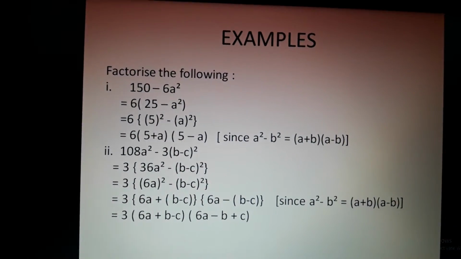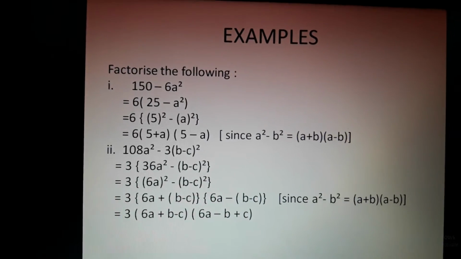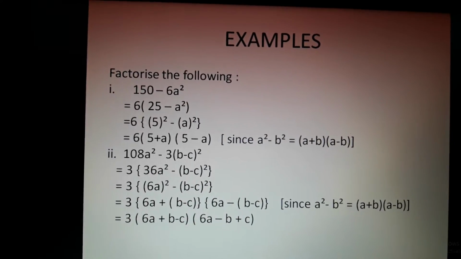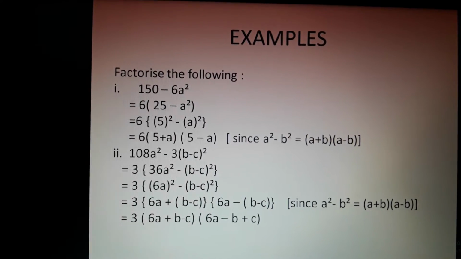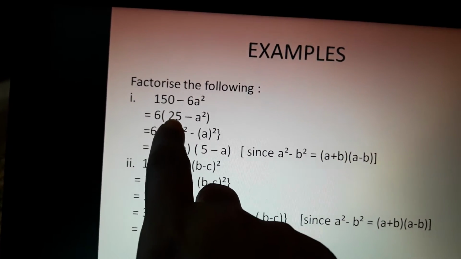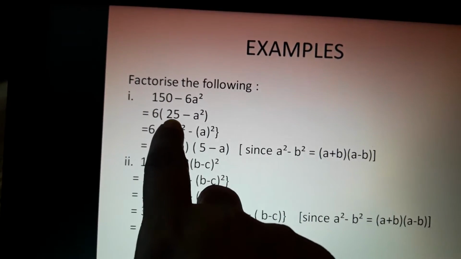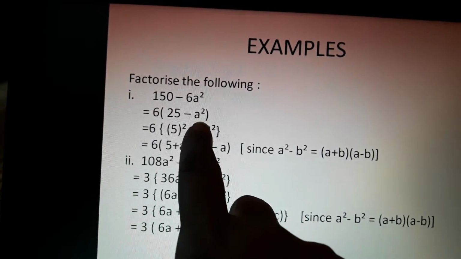Now here in the first example we have 150 minus 6a square. If I see carefully, I have two terms, 150 and minus 6a square. So if I take the HCF, I will get 6. So you will write equals to 6, open a bracket, divide 150 by 6, you will get 25, then minus sign, then 6a square divided by 6 gives me a square.